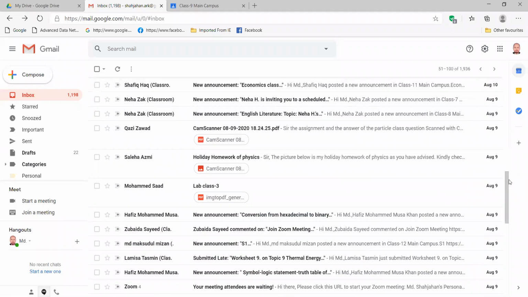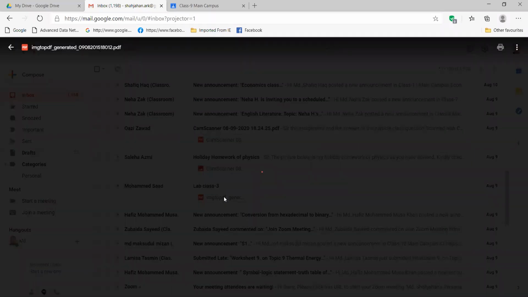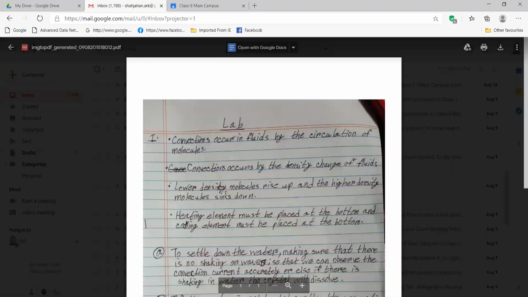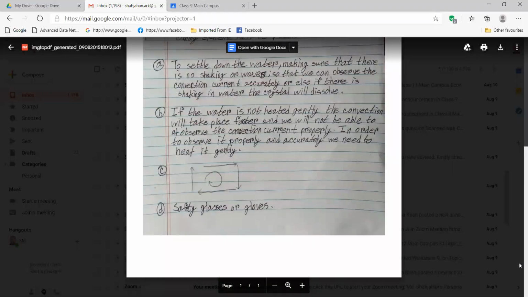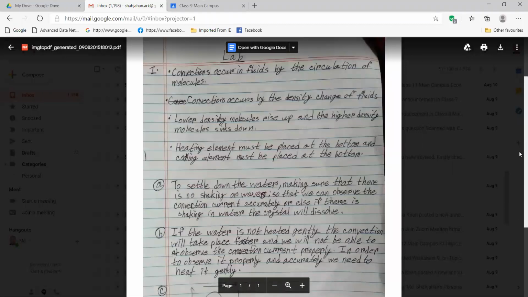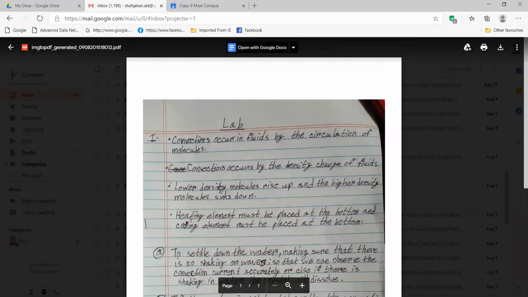Look, you can see the screen, right? Yes. So this one is the practical. Saad submitted. This one, the one we did on convection, that one. Okay, this one is submitted.